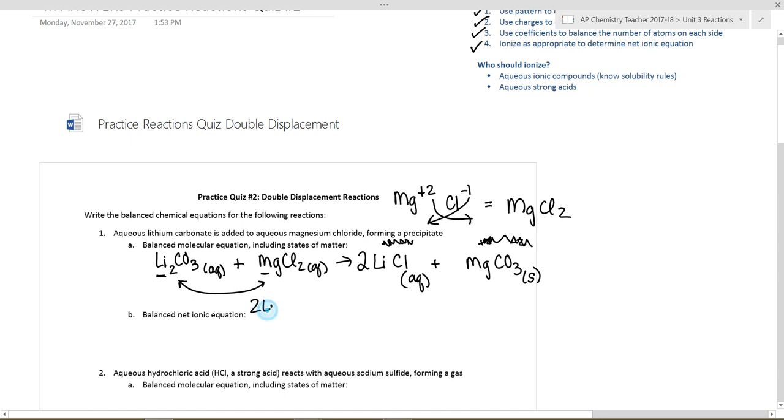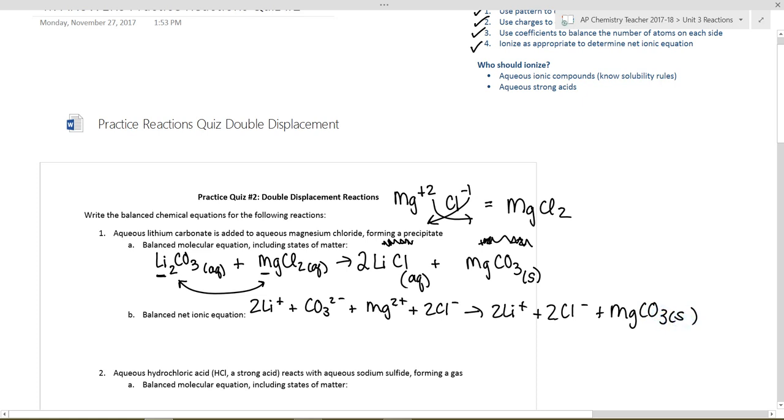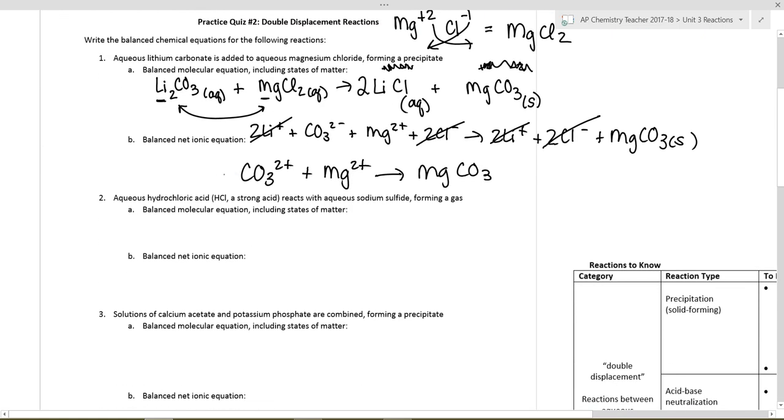So that means over here I've got 2 lithium ions and 1 carbonate ion, and then I've got a magnesium ion and 2 chloride ions, and over on the right I've got 2 lithium ions, 2 chloride ions, and a magnesium carbonate. This right here that I wrote is what we call the complete ionic equation. And then I want to eliminate spectators, things that look exactly the same on the left and the right. So I'm going to eliminate my lithium and my chloride, and what's left over is carbonate and magnesium combining to make MgCO3. So that is a precipitation reaction.